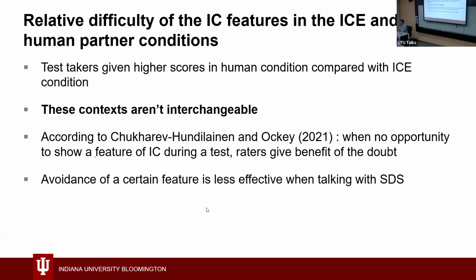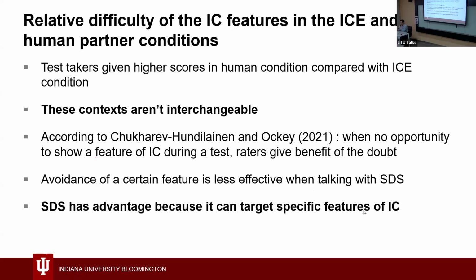So avoidance of certain features is less effective when talking with the computer, because computers are programmed to ask specific clarificatory questions. And if they do not respond to it, it's quite obvious that they lack such interactional features. So that's why they score lower when they work with this kind of computer partner.